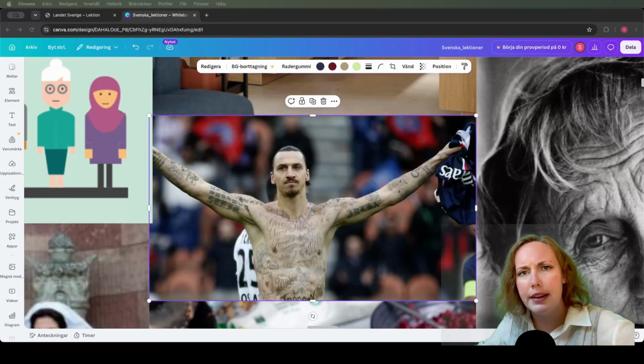"Ja, hallå, jag heter Sofia. Jag kommer från Skåne. Jag kommer från Malmö."